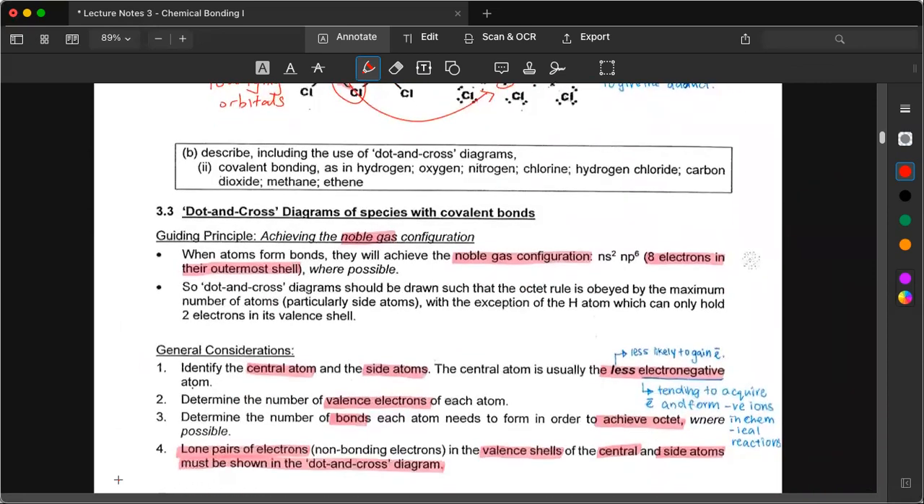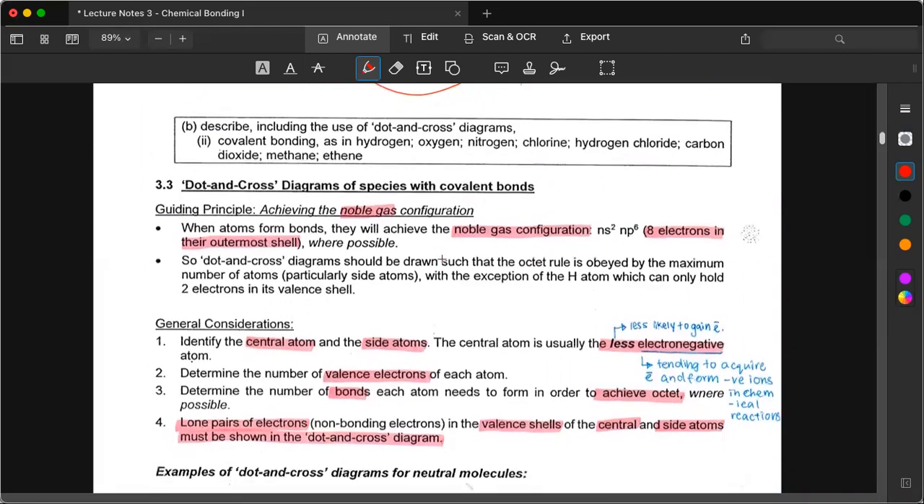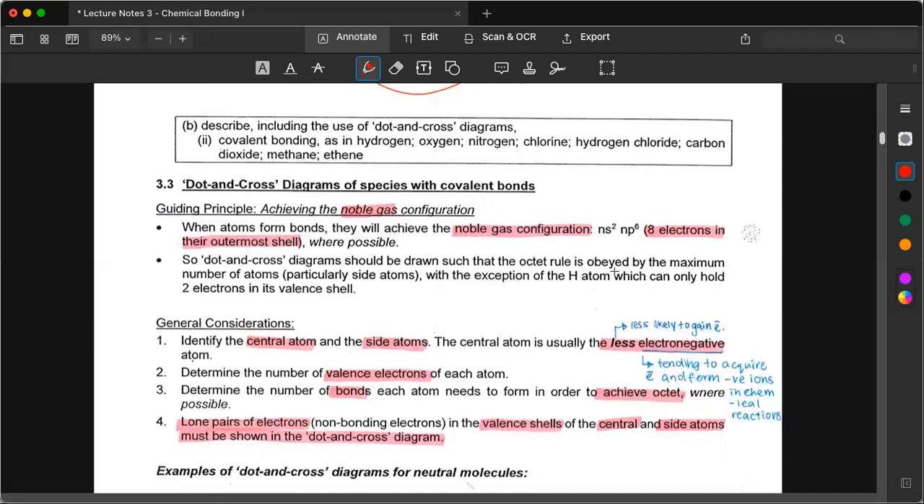What is the guiding principle in drawing dot and cross diagrams of covalent bonds? When atoms form bonds, they will achieve the noble gas configuration, ns2 np6, 8 electrons in the outermost shell where possible. So the dot and cross diagram should be drawn such that the octet rule is obeyed by the maximum number of atoms, with the exception of the H atom, which can only hold 2 electrons in its valence shell, because the hydrogen atom has only 1 electron shell, 1s2.